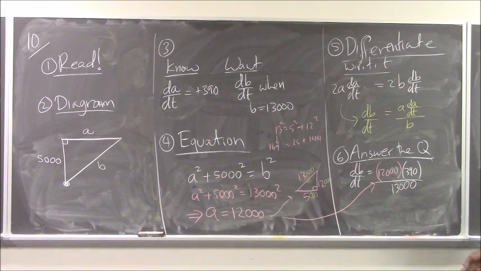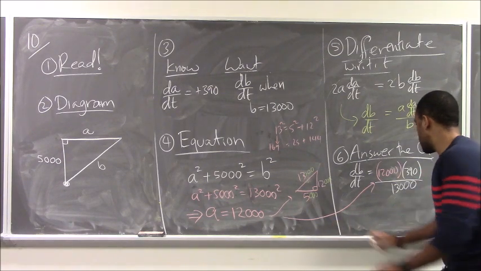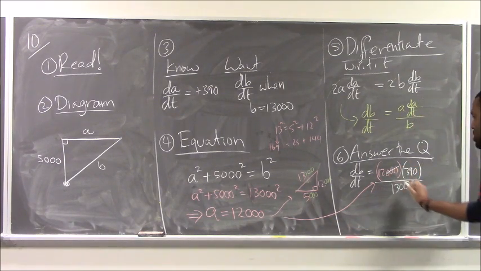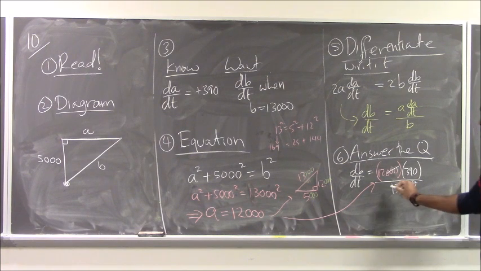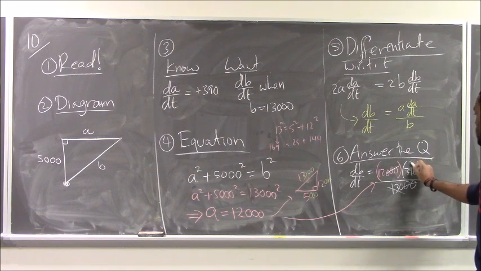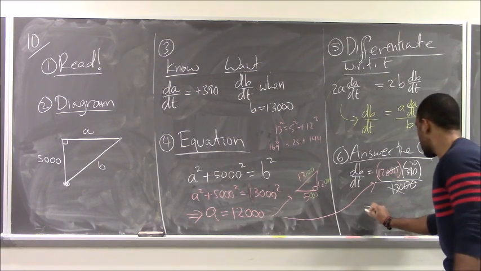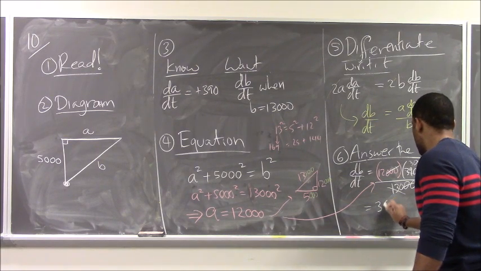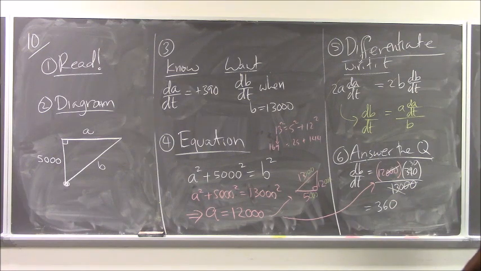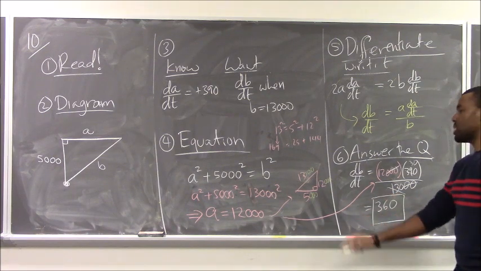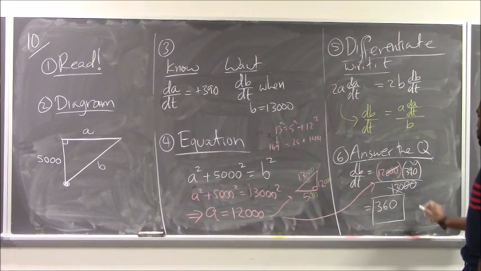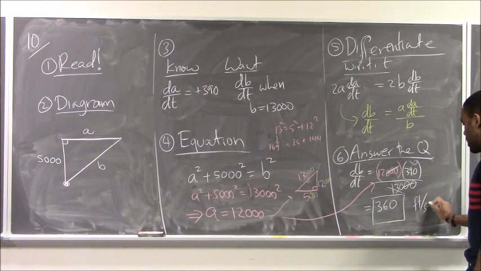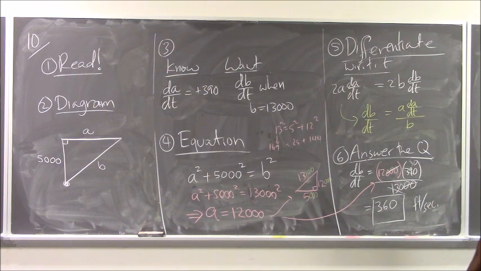Now of course we can start to get to canceling. So the thousands cancel, and 13 goes into 39 3 times, so that's 30. And so that's just 12 times 30, which is 360. And that's your answer, positive 360. And in fact, you could know that this is feet per second, but I don't care about the units at this point, as I mentioned.